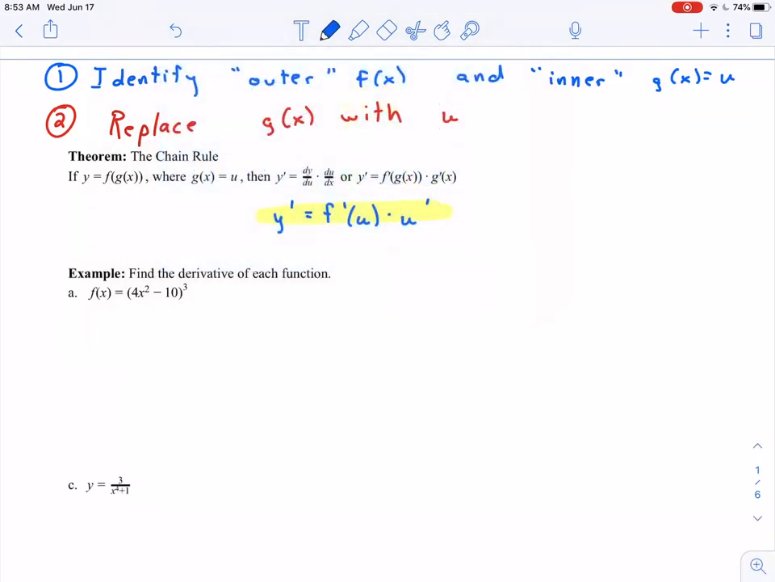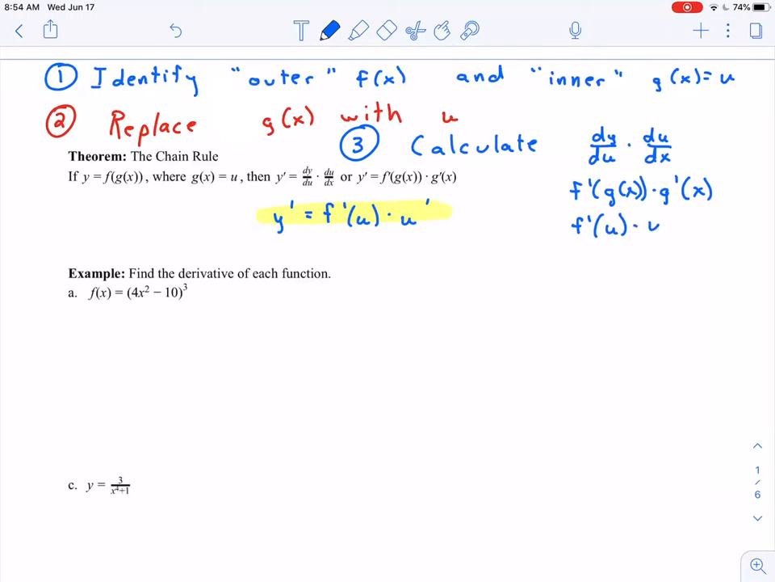Because in step 3, that's when we want to go and actually apply our chain rule. We're going to calculate either, really any one of these three. You can say dy du times du dx. So we could use that. You could use f prime of g of x times g prime of x. We could use that. Or we can use f prime of u times u prime.